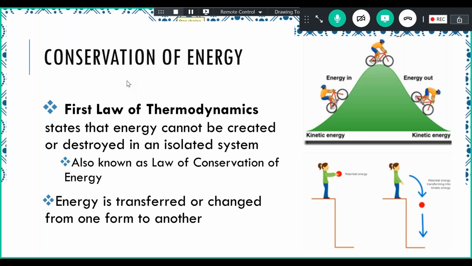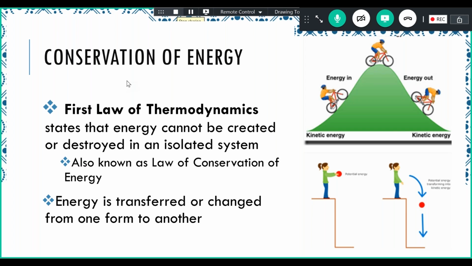Basically, the law of conservation of energy is the same thing as the first law of thermodynamics, which states that energy cannot be created or destroyed in an isolated system. So that means that energy is basically transferred or changed from one form to another.